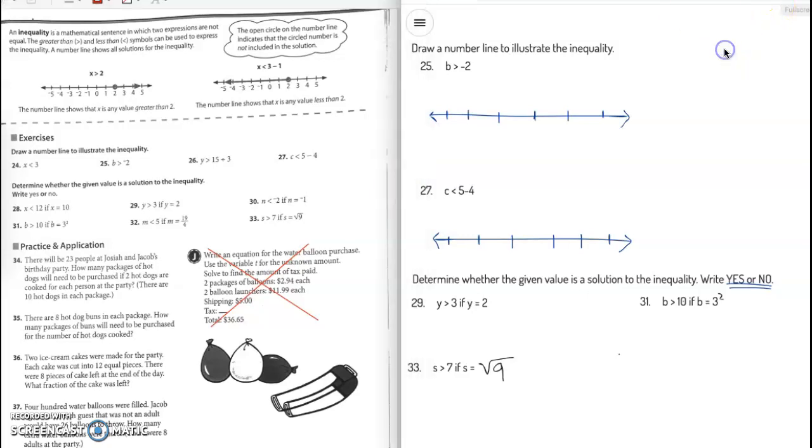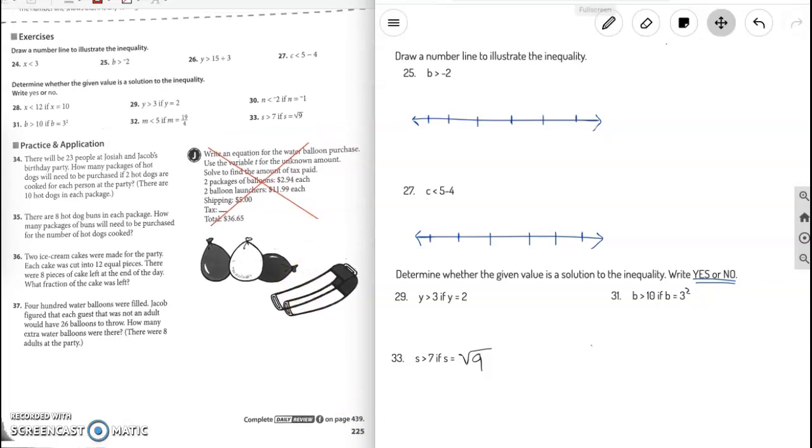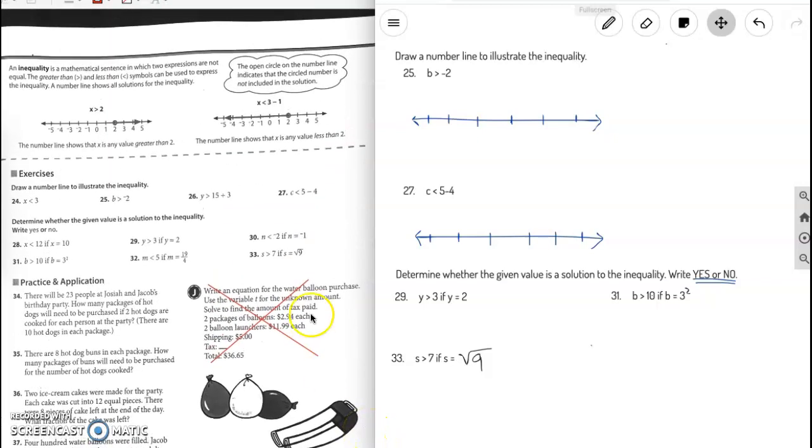All right, so are you ready to start our next page? 225. Let's go ahead. It's a new concept we're going to be talking about called an inequality. Let's see what the book says. An inequality is a mathematical sentence in which two expressions are not equal.